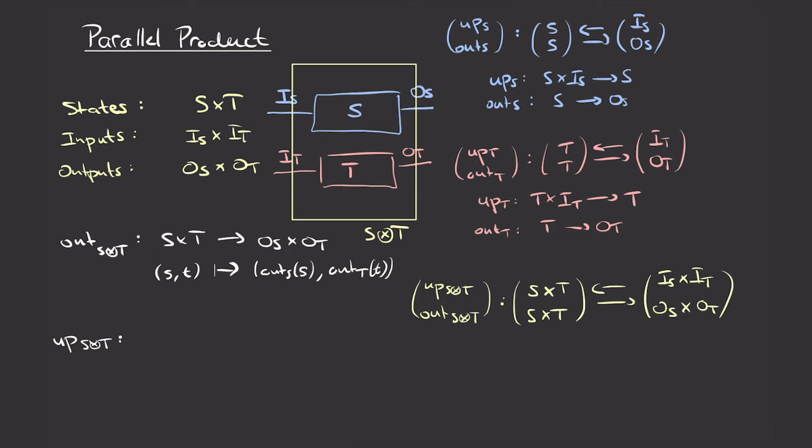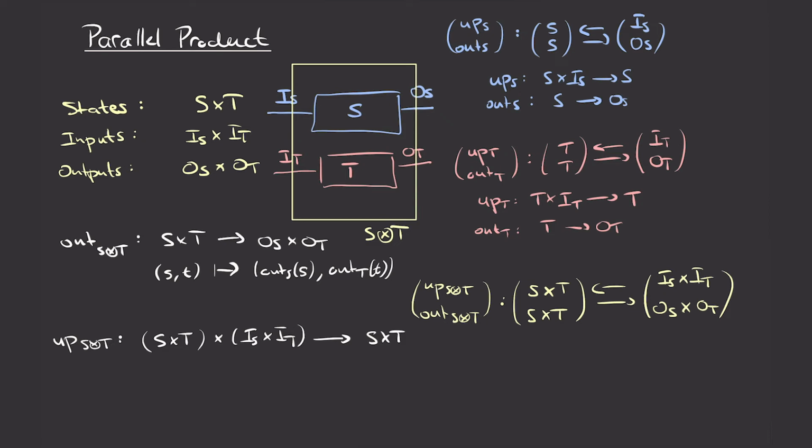The update function for our new system has to be a function that takes a state in our system along with an input and produces a new state. So the signature for this function is going to be s times t, because that's the set of states for our new system, times is times it, that's the set of inputs for our new system, and it goes to the set of states, which is s times t.